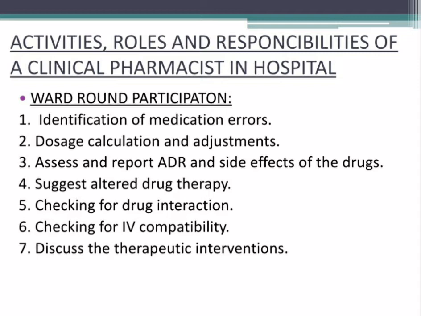Next is checking for drug interactions. If any symptoms are there, we see whether they are due to any drug interaction, and how to manage that interaction. We will also look for IV incompatibility, like when two drugs are going through the IV route, whether there is any incompatibility. Next is therapeutic interventions. We will assess all the patient cases and see whether any changes can be made to optimize the patient therapy. So all these conditions we will keep in mind when we go for ward round participation.